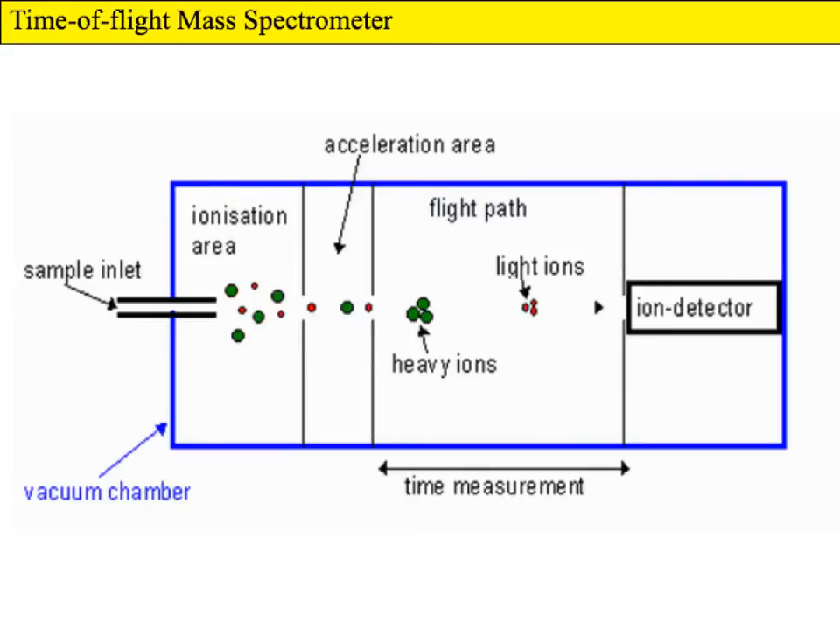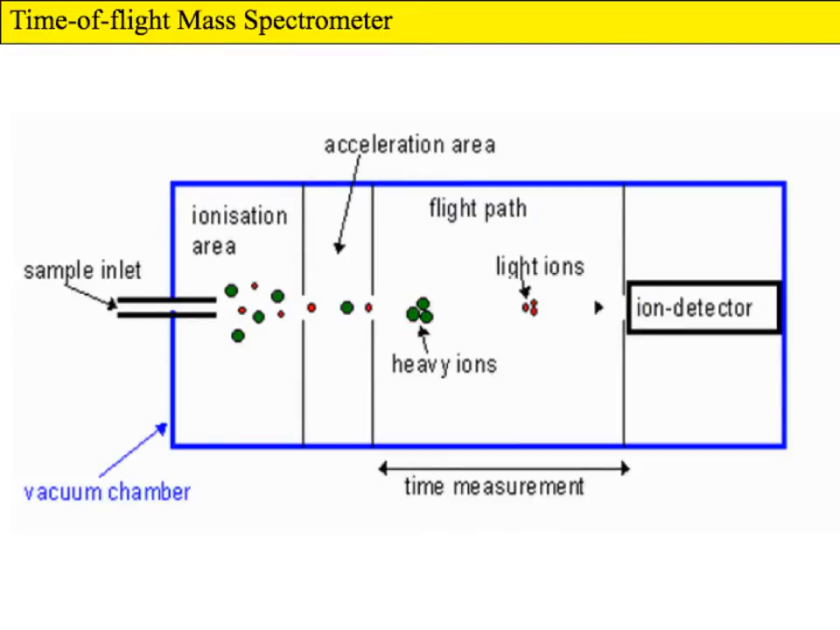The next step is acceleration. The positive ions are attracted to a negatively charged plate and accelerated into a beam. The lighter ions move with a faster velocity, so they hit the detector first. The heavier ions move slower, so that's why it's called time of flight.